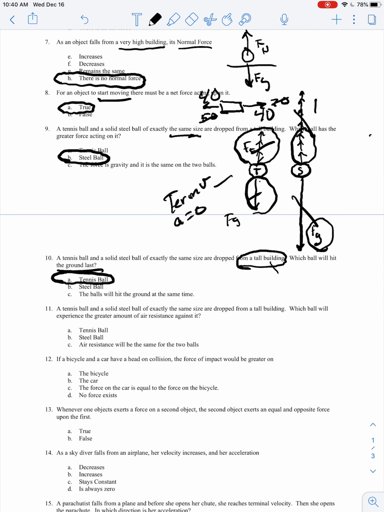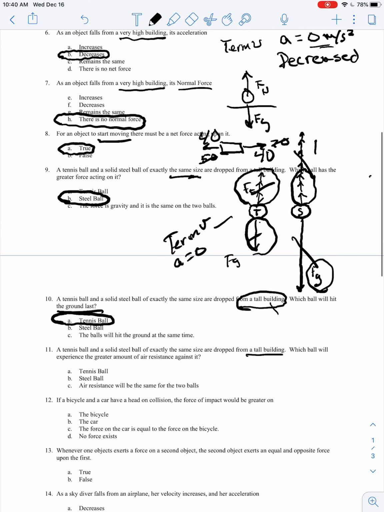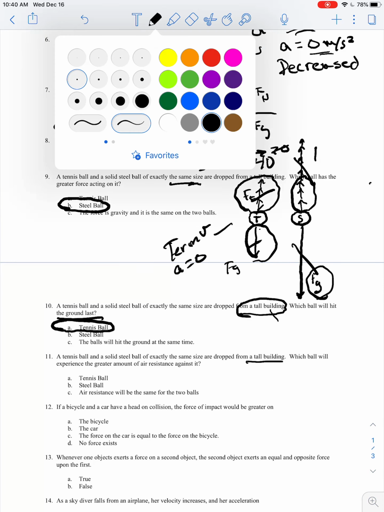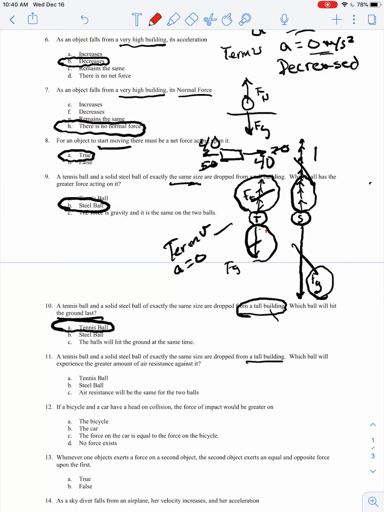Okay, and a tennis ball and solid steel ball exactly the same size drop from, again, a tall building. Which ball will experience a greater amount of air resistance against it? The air resistance you experience will equal the weight. So over here on this one, I only have this much weight, therefore I only got this much air resistance. But on this one I have this much weight, therefore eventually if it falls long enough we'll get this much air resistance. So we're going to answer a steel ball. And that's a little misleading because we know the air resistance affects the tennis ball more.